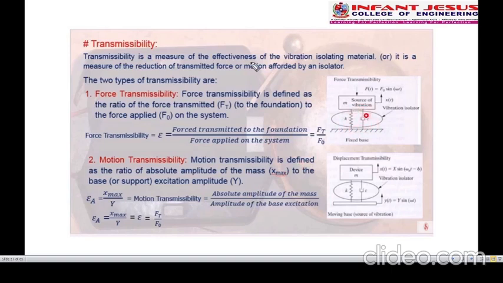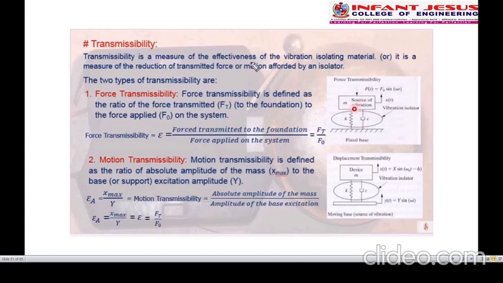So here there is a source of vibration, and here there is a receiver. In between the source and the receiver there is a vibration isolator. The applied force from the source depends on the force we are applying, and this applied force is passed through the spring. This is the vibration isolator.